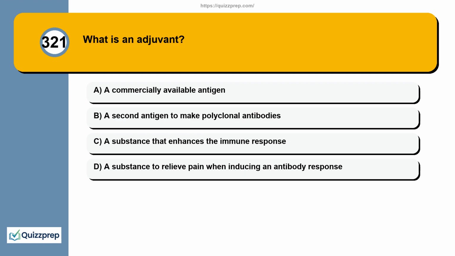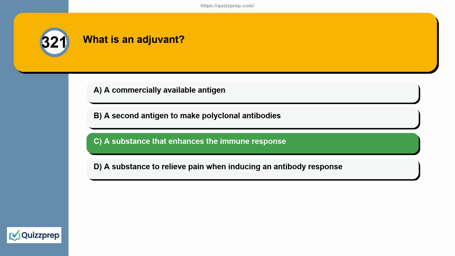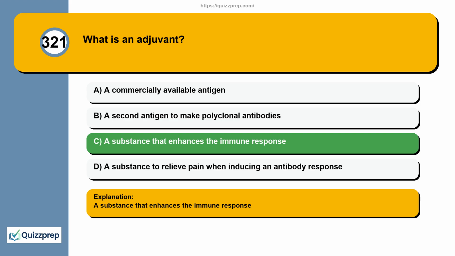Question 321. What is an adjuvant? Option A, a commercially available antigen. Option B, a second antigen to make polyclonal antibodies. Option C, a substance that enhances the immune response. Option D, a substance to relieve pain when inducing an antibody response. The correct answer is option C, a substance that enhances the immune response.